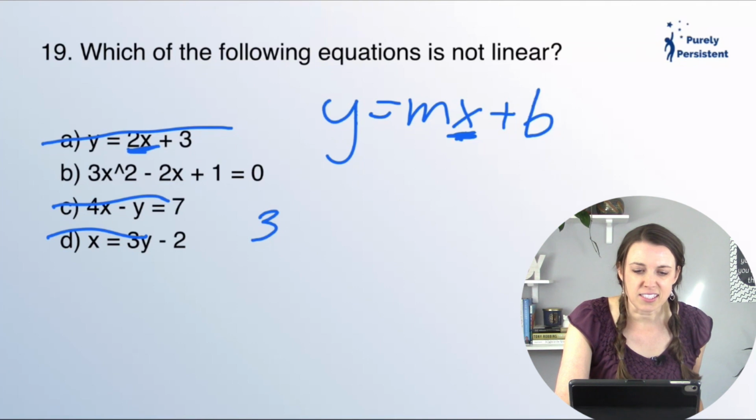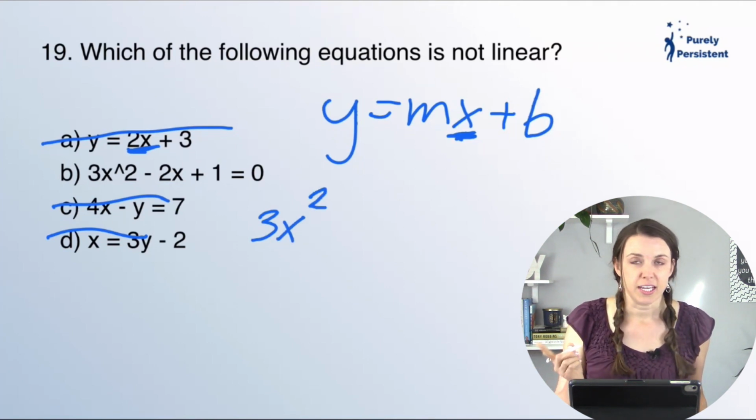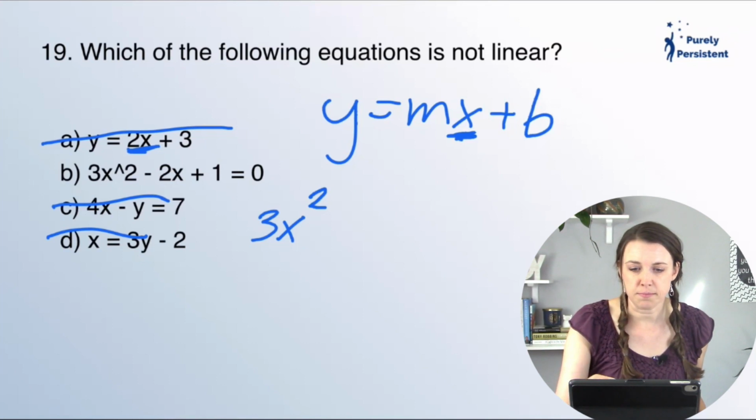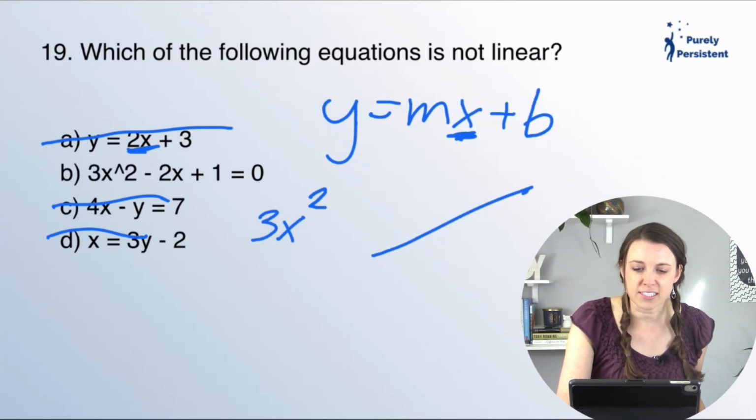Okay, now B, I'm going to rewrite the first part. It's x, 3x, and then it has a little squared. Now, because it has the little squared, that's actually going to be a quadratic, okay? And quadratic is not a line. A quadratic is actually going to be like this, okay?